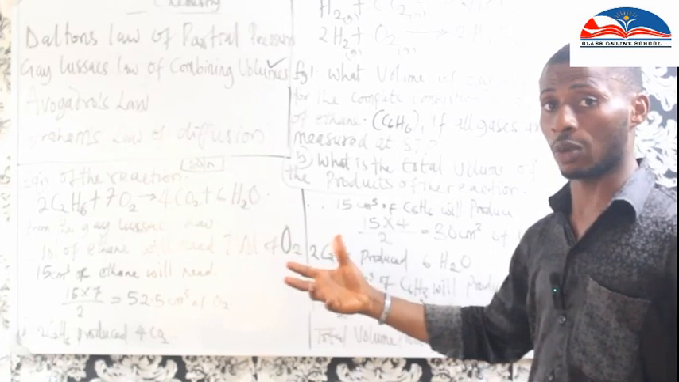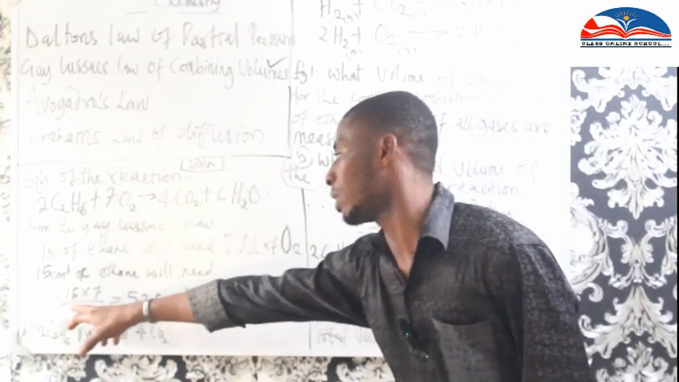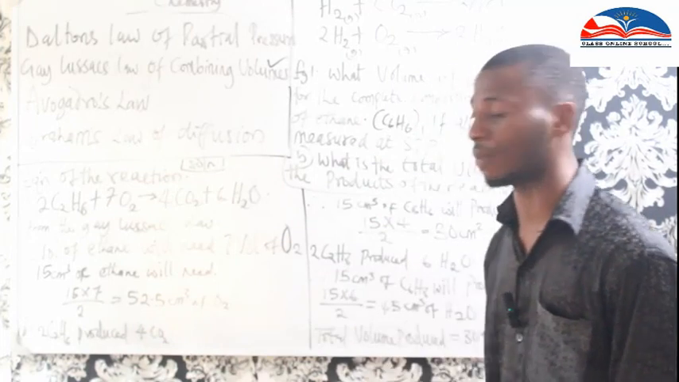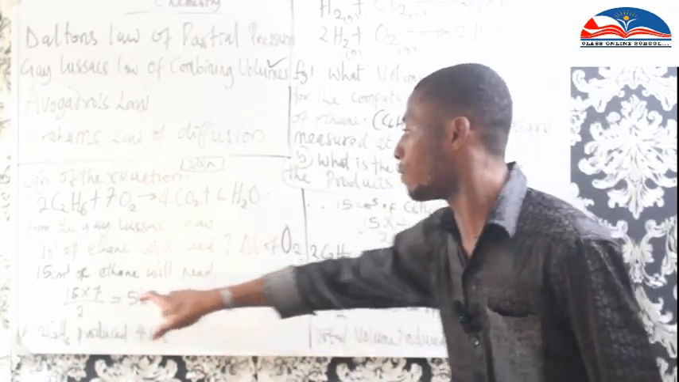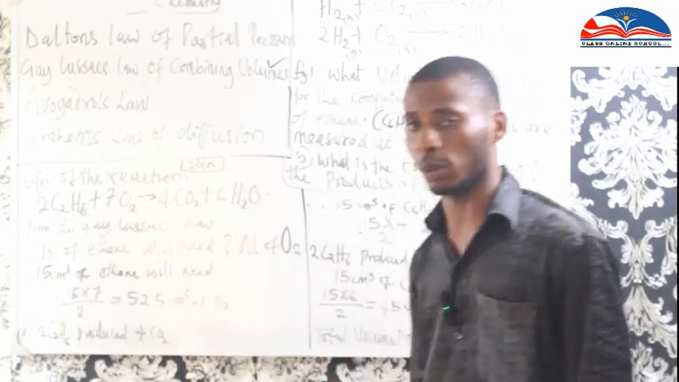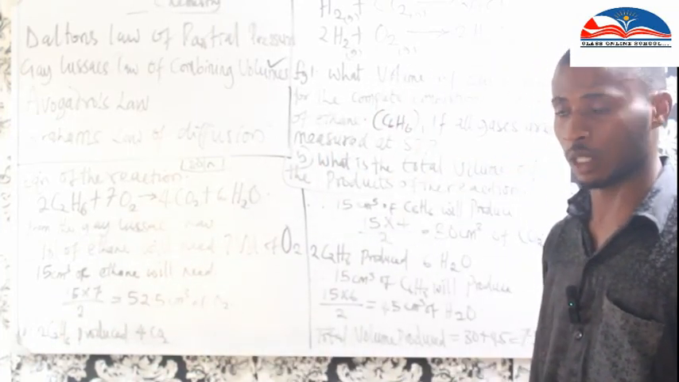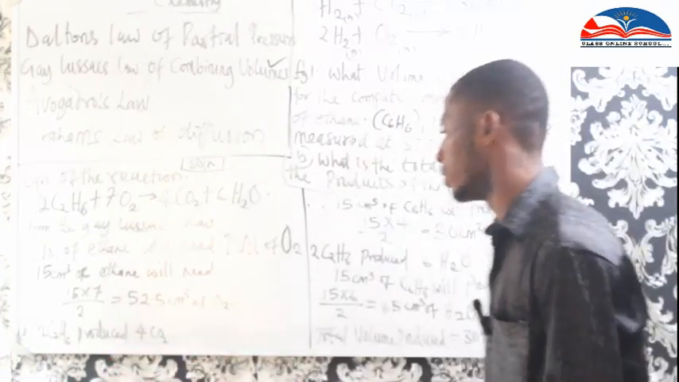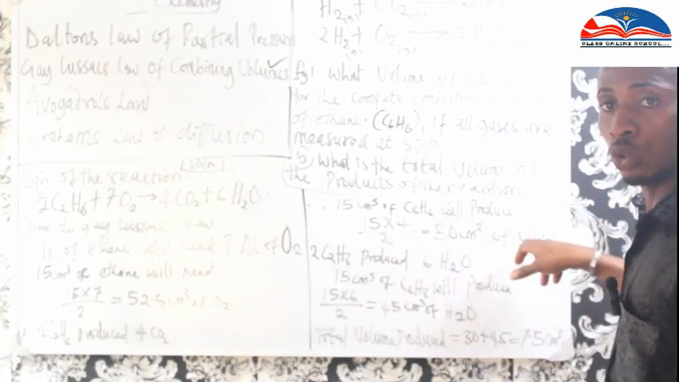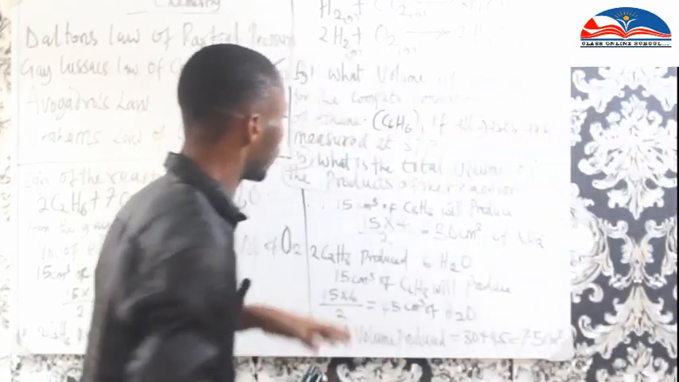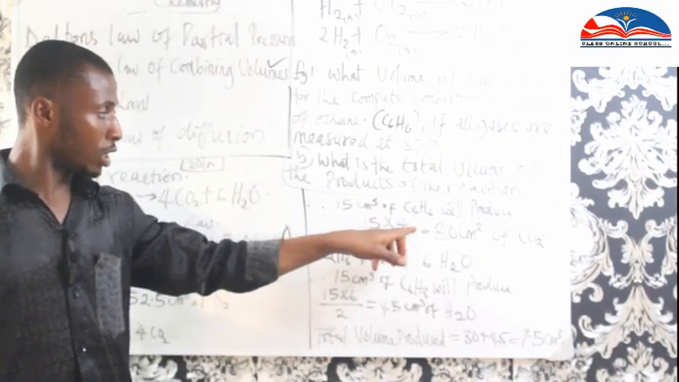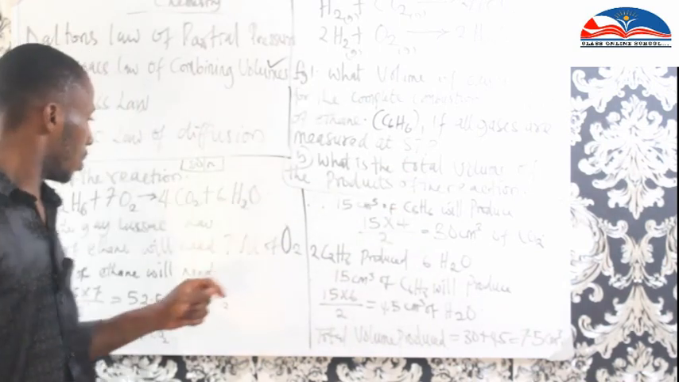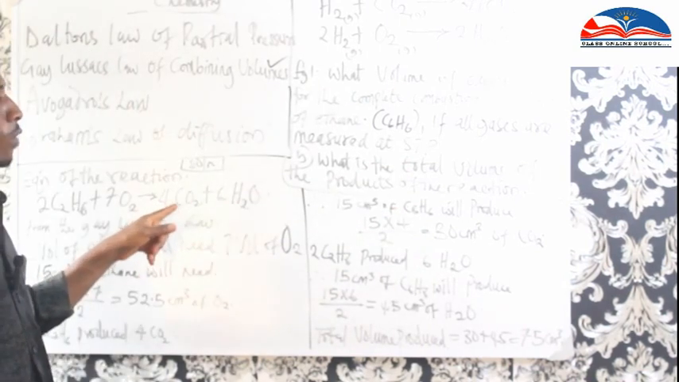I don't really know if you understand what I mean. Now, 15 times 7 divided by 2 gives you 52.5. That means this is the total oxygen we require for 15 moles of ethane to be combusted. Now, for ethane, 15 moles of ethane will produce 15 times 4. 4 means 4 moles of carbon dioxide.